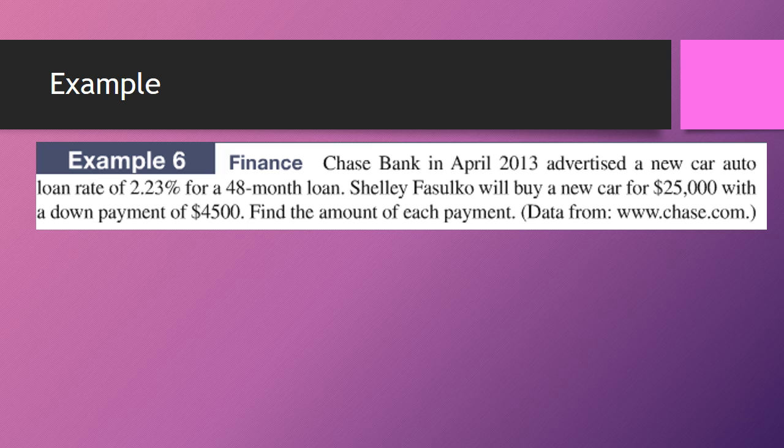Shelley Fasulco will buy a new car for $25,000 with a down payment of $4,500. We're going to find the amount of each payment. Okay, see if you can do this. Pause the recording, give it a try, resume the recording to check your answer.